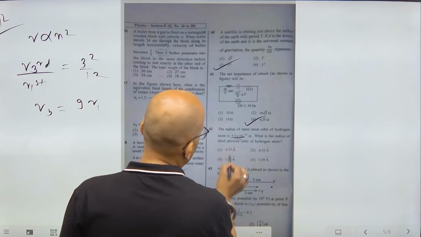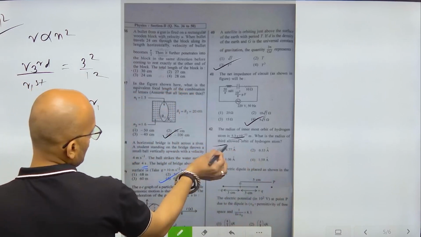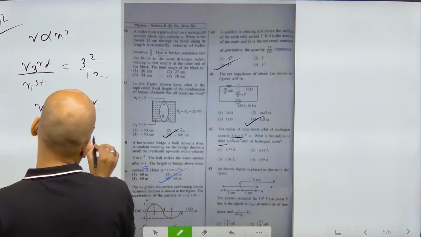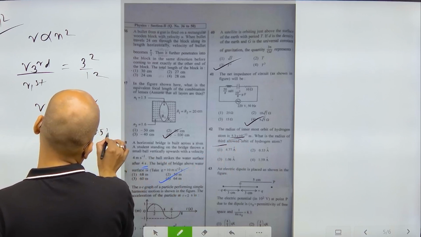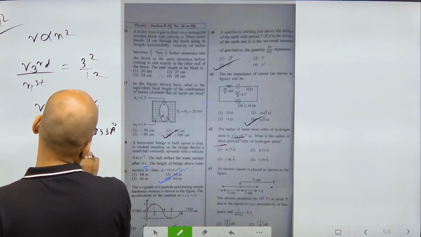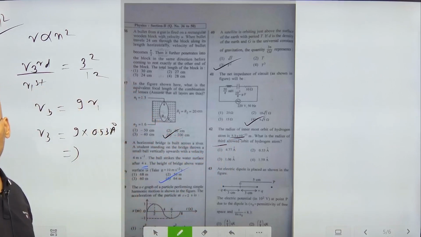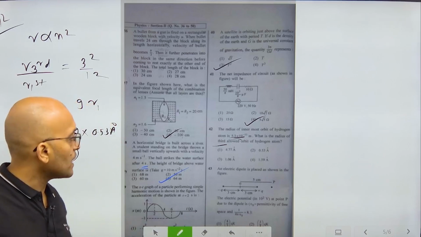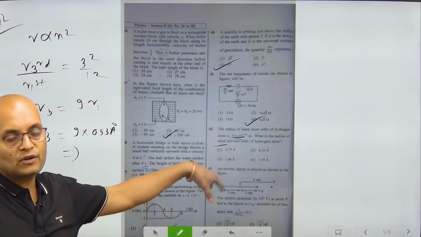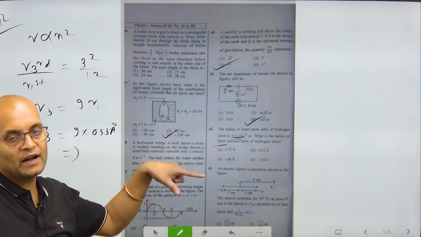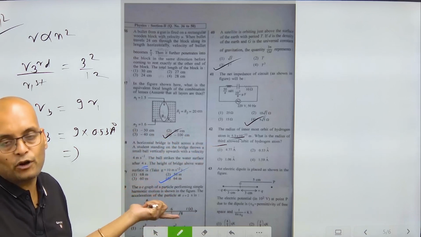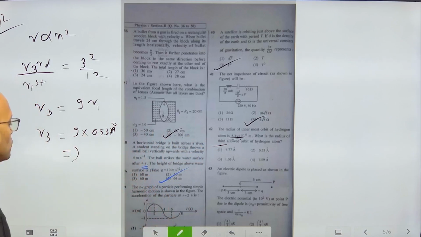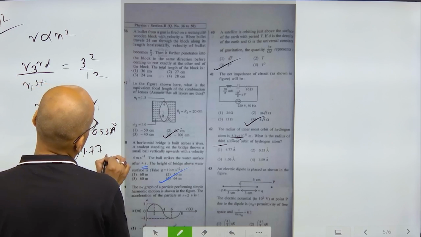And R1 is given as, see, it is saying the third allowed orbit. So R3 will be 9 into Angstrom 0.53. It is given 5.3 into 10 power minus 11. But answers are given in Angstrom, so I converted it into Angstrom. So 0.53 into 10 power minus 12. That means 0.53 Angstrom into 9. Just multiply it. You will get 4.77 Angstrom. Very easy question.